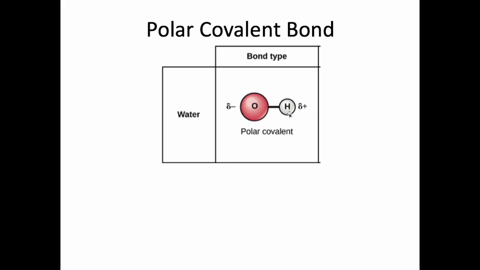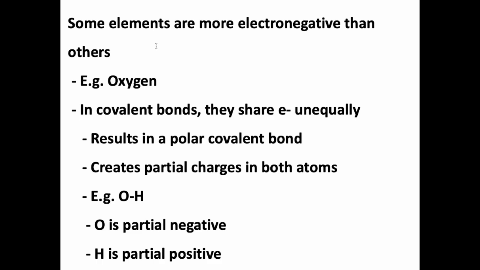In contrast, the hydrogen is not getting its fair share of time with these negatively charged electrons. It is going to take on a partial positive charge. So let me summarize this. Some elements are more electronegative than others. Again, that's the technical term for being electron greedy. Oxygen is a very good example of this. In covalent bonds, these electronegative elements share electrons unequally. This results in what is called a polar covalent bond.